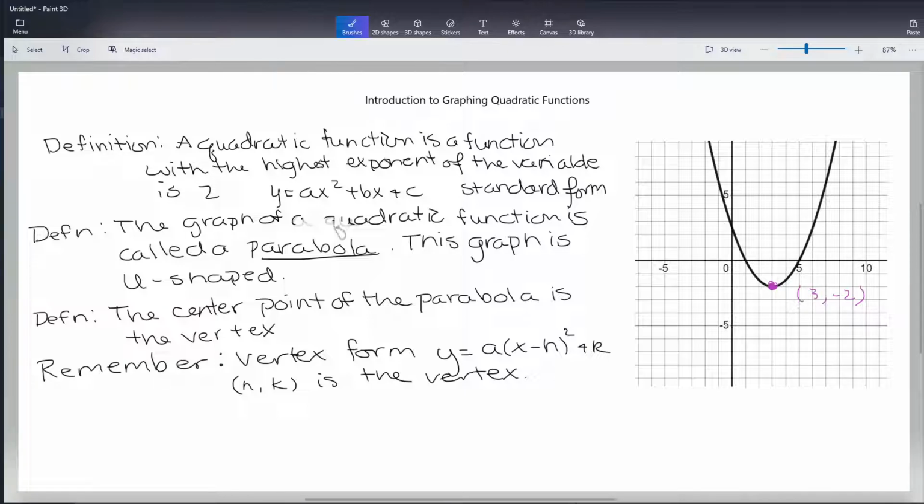All right. Now, there's also some other important points on the graph of a quadratic function. So let's look at these other points here. We have these 2 points. We already know about these points, right? These are the x-intercepts.